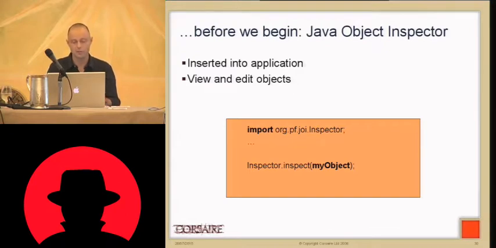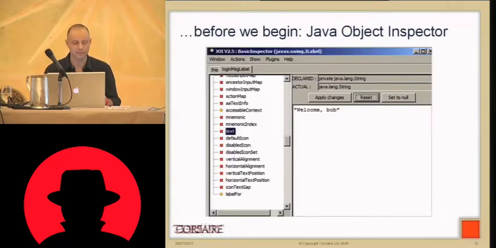You just import it, you call one command, inspector.inspect, you pass it the object you want to inspect, and it will give you a GUI with all those object's fields on it. That's what it looks like.